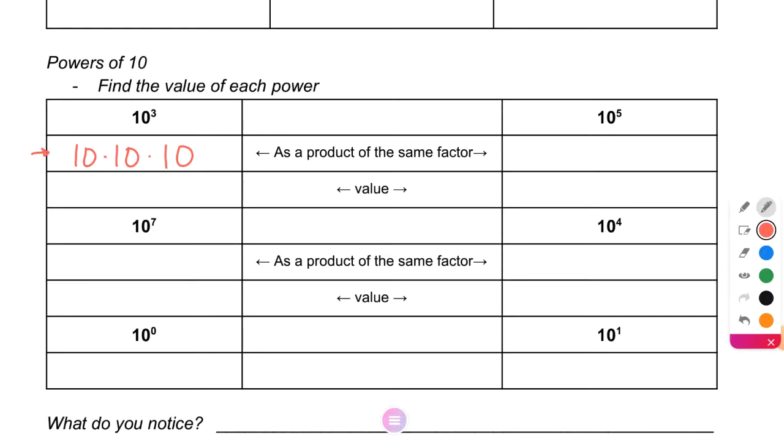Yeah, 7 tens. Good job. 3, 4, 5, 6, 7. Let me double check. 1, 2, 3, 4, 5, 6, 7. Okay, 10 times 10 times 10 times 10 times 10 times 10 times 10.